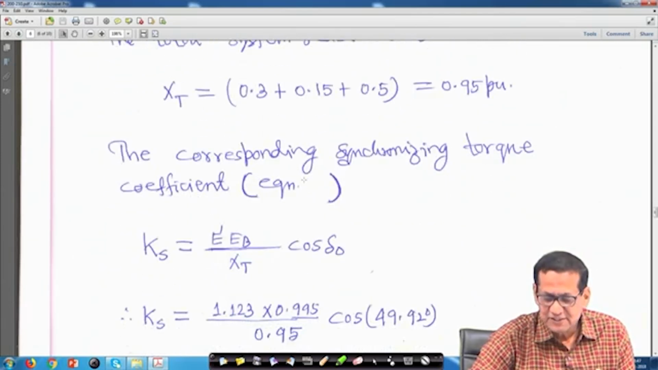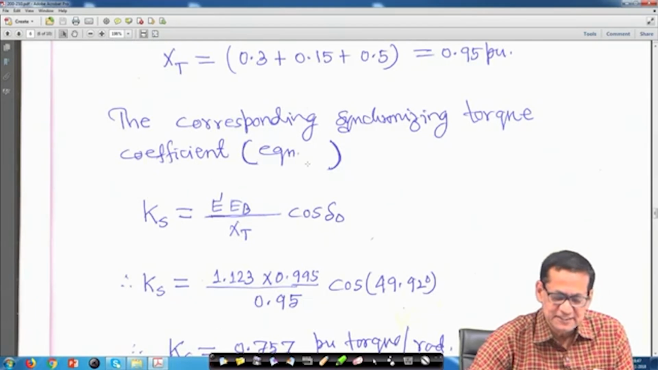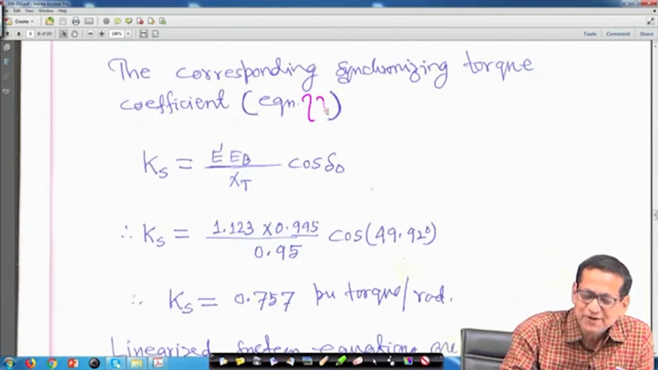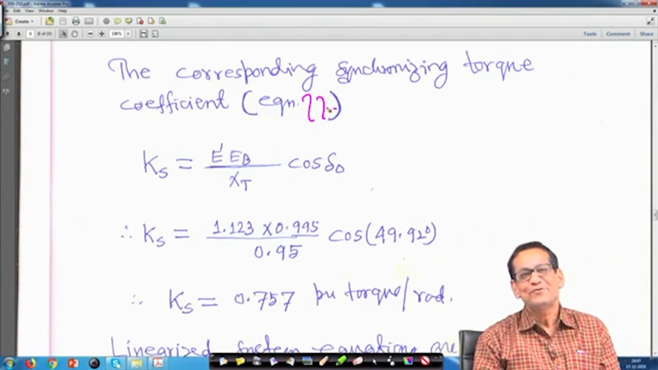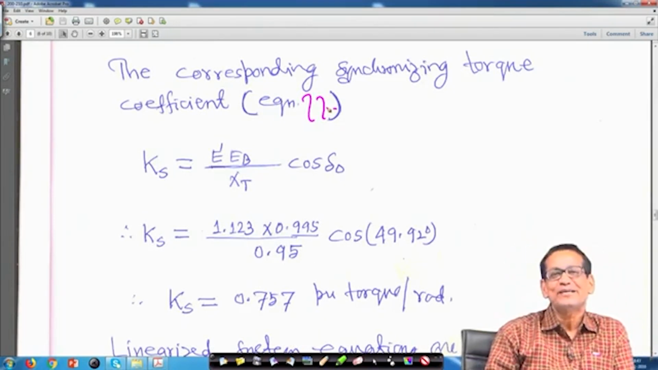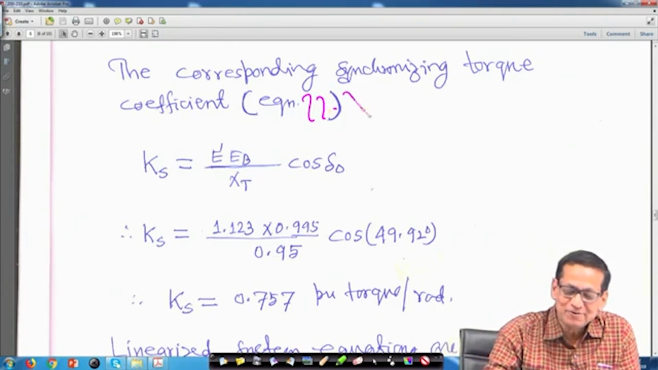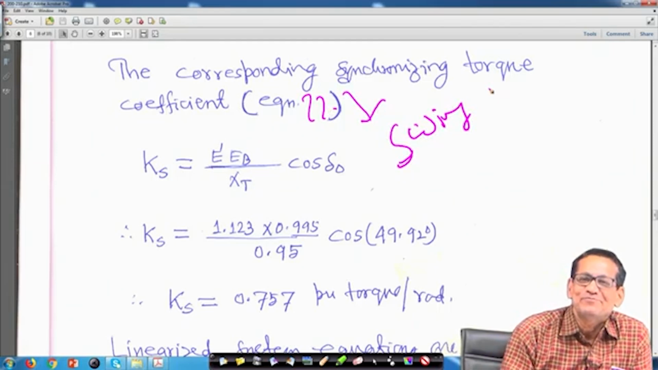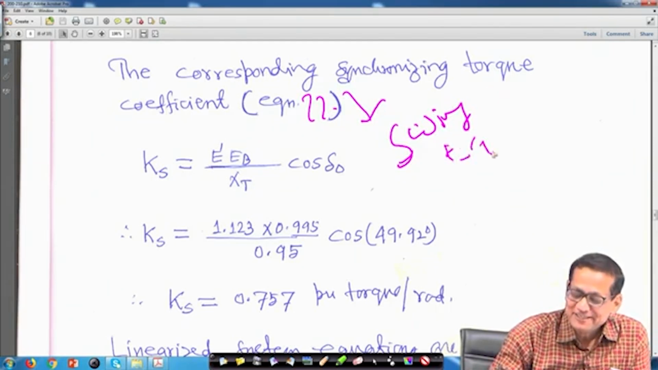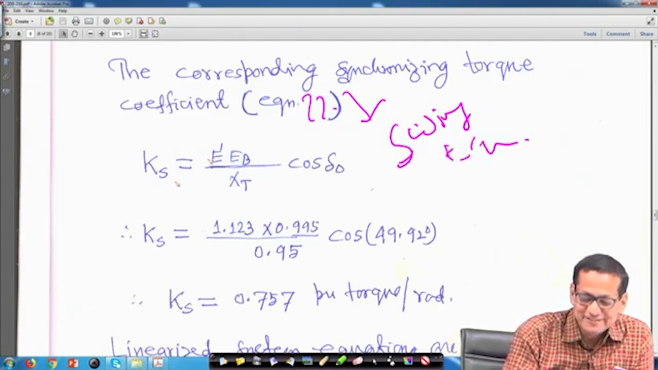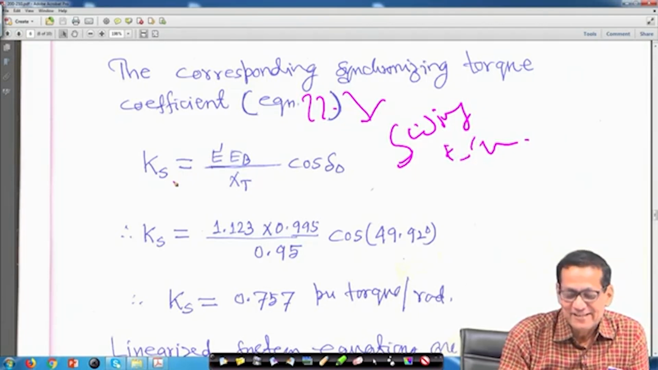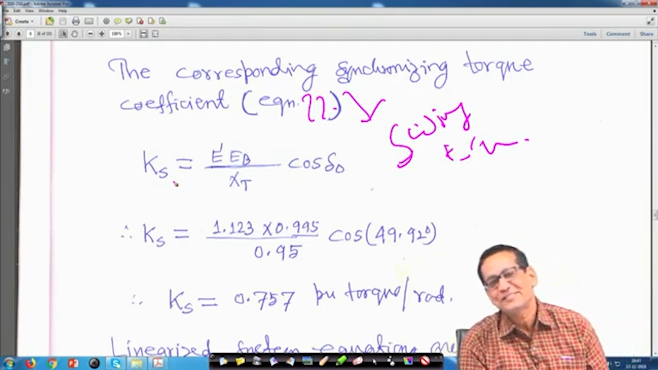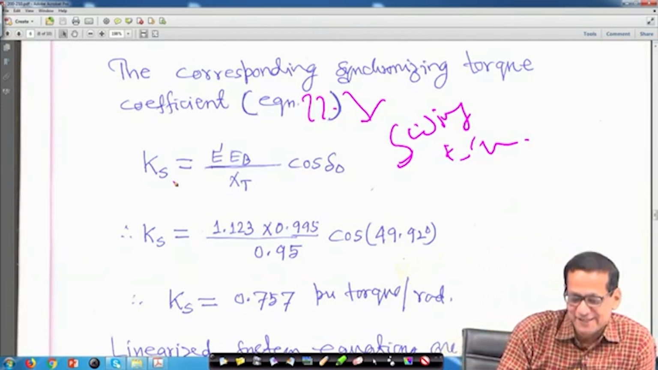The corresponding synchronizing torque coefficient equation, we actually know. The equation number I have forgotten, but you just go to those swing equations. You go to that topic where I covered, a few lectures back, the swing equation, where you know the synchronizing torque coefficient, right. And I put a question also, why it is called synchronizing torque coefficient. You will put this answer into the forum when you go through it, right.